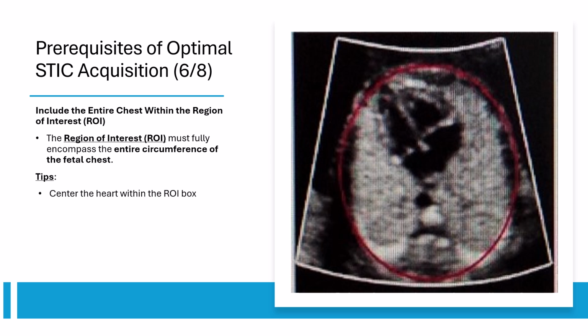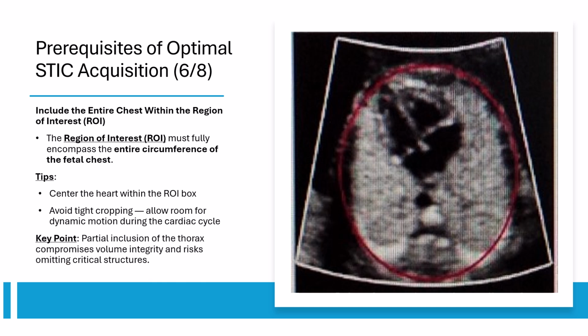To achieve this, center the heart within the ROI box and avoid cropping too tightly, to allow enough space for dynamic motion throughout the cardiac cycle. Remember, partial inclusion of the thorax compromises the integrity of the volume and risks missing critical structures.